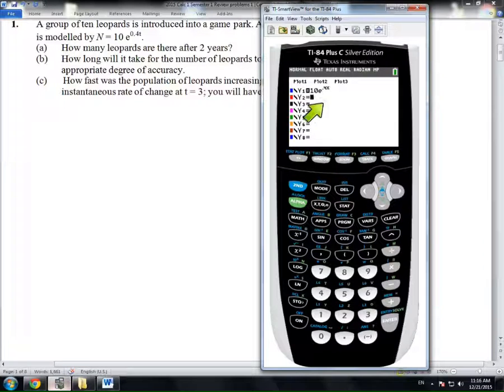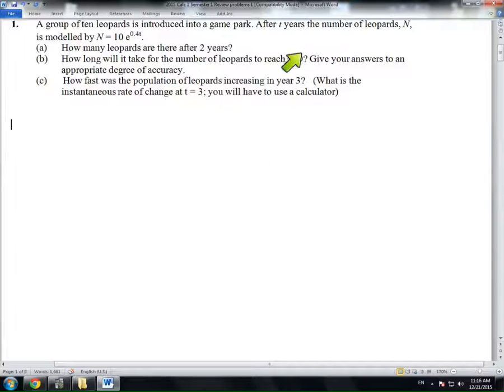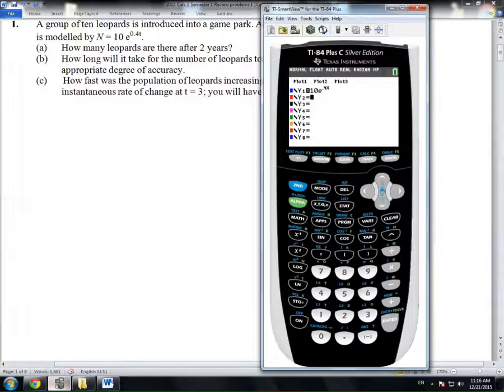For starters, we have to make sure we enter in the correct function. So we have 10 times e to the 0.4x, which matches N equals 10 times e to the 0.4t. And then I need to create a viewing window, and one of the things I see in my question is 100 for the y values, that's the number of leopards, and I see the x's 2 and 3, not very large at all. So that tells me that I should select a viewing window that shows into the hundreds for a number of leopards, but not that many years need to elapse for that to happen.